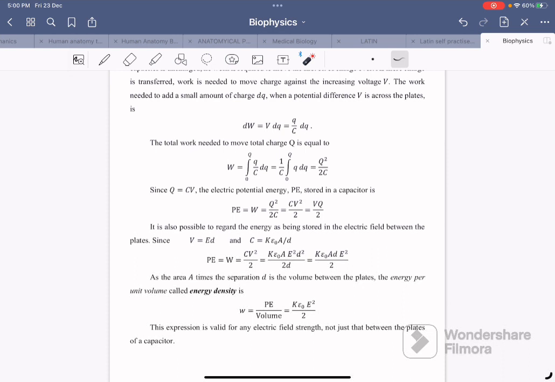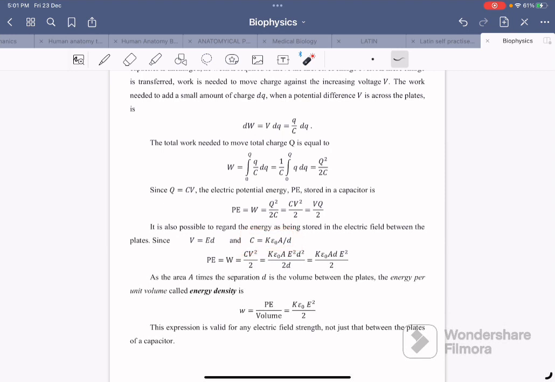It is also possible to regard the energy as being stored in the electric field between the plates, since potential equals electric field times distance of separation. After that, capacitance equals dielectric constant K epsilon naught A divided by D. That is the value we already came across. So make sure you watch the previous video, so you can correlate with this.